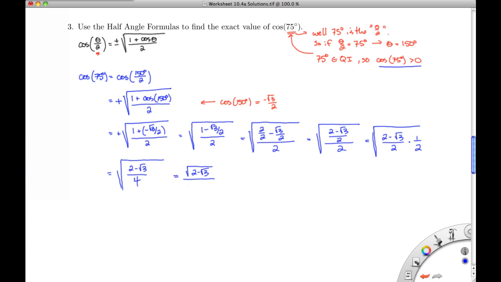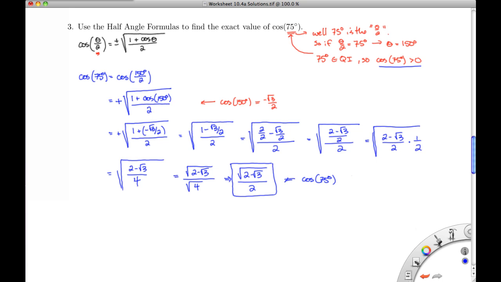And we can also take the square root at the bottom, which makes sense here because we can simplify that square root of 4. And our final solution is going to be the square root of 2 minus the square root of 3 all over 2. That would be our answer. So this is the cosine of 75 degrees.